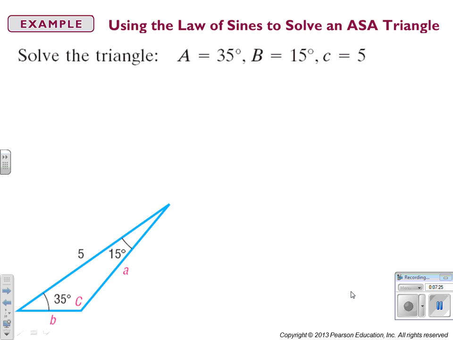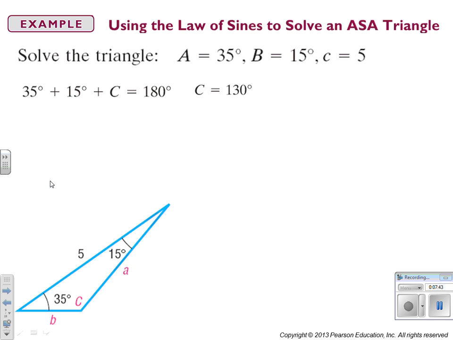All right, so now this is an angle-side-angle. So we've got two angles and side 5. We use triangle sum to find that third angle, and we get C is equal to 130. So now this is a situation where we have an obtuse angle.